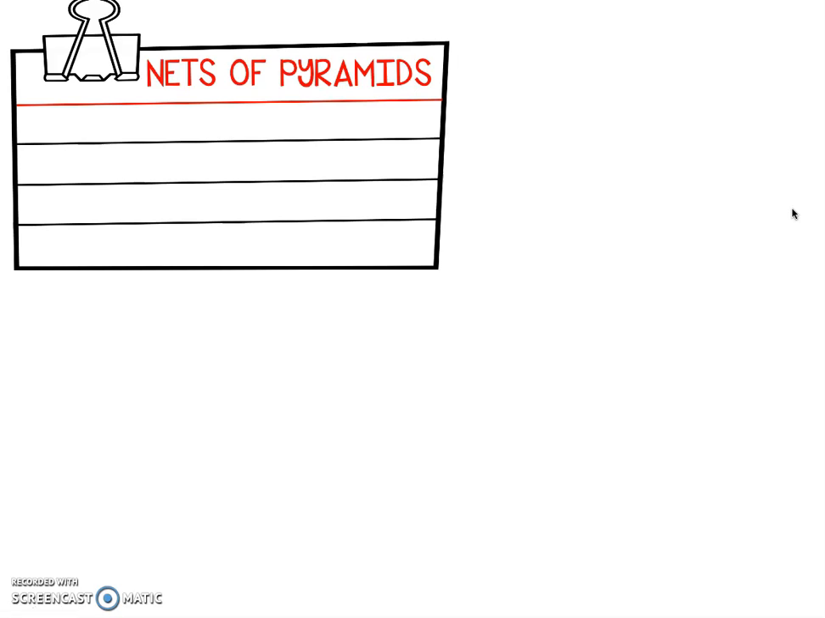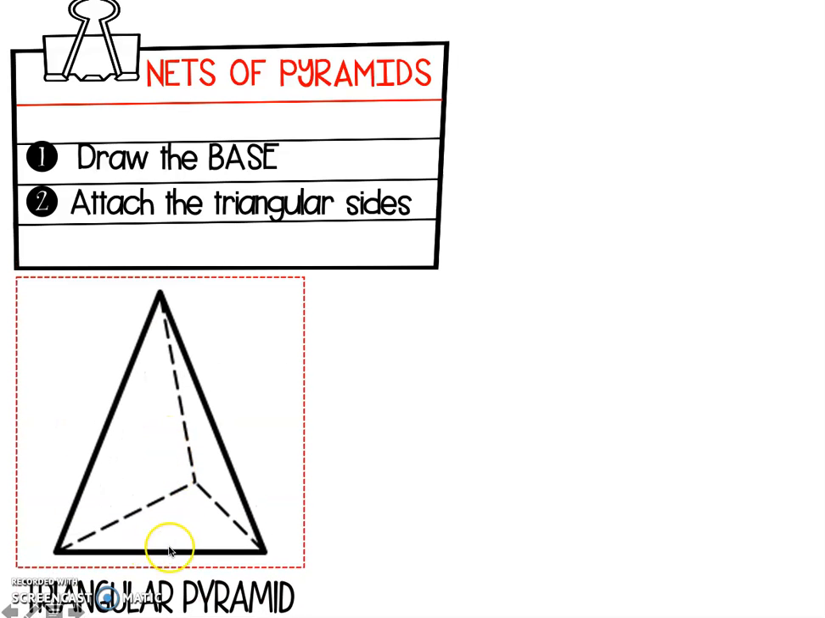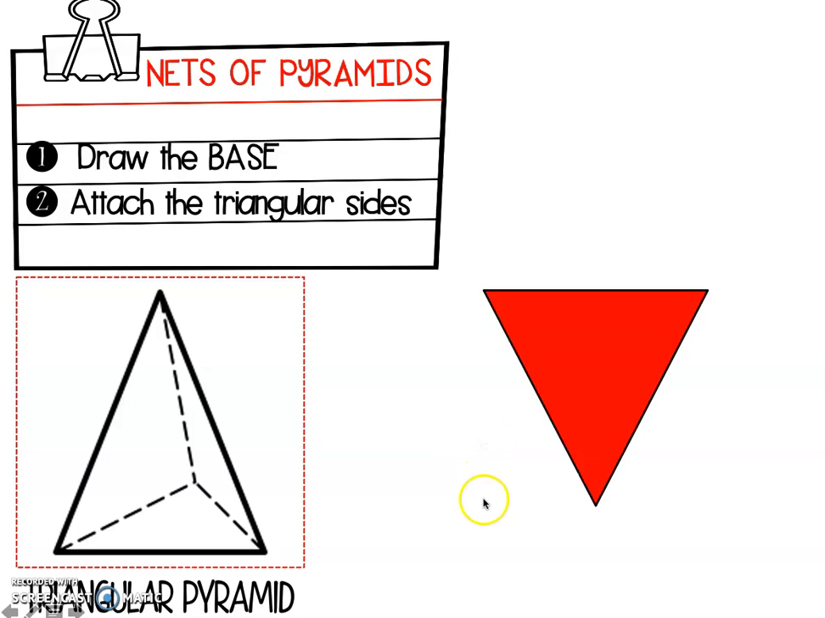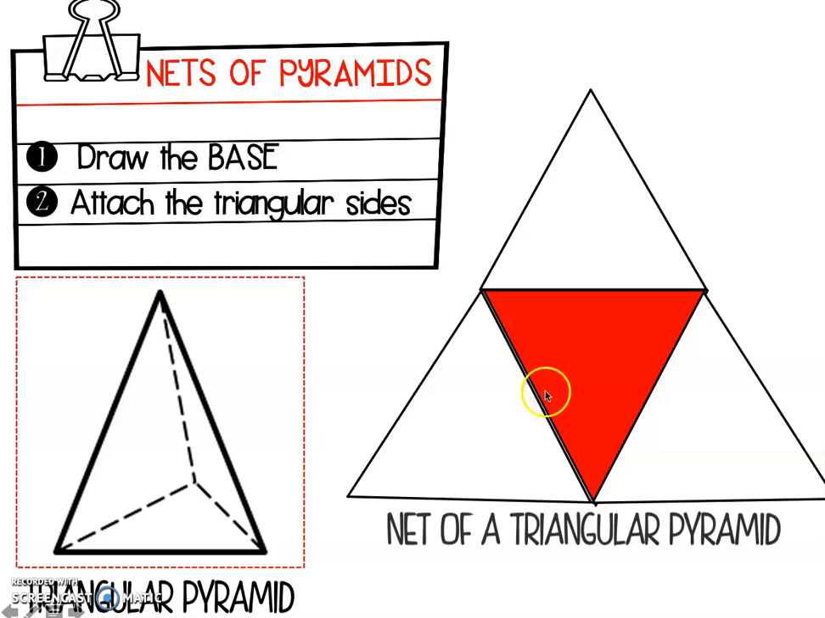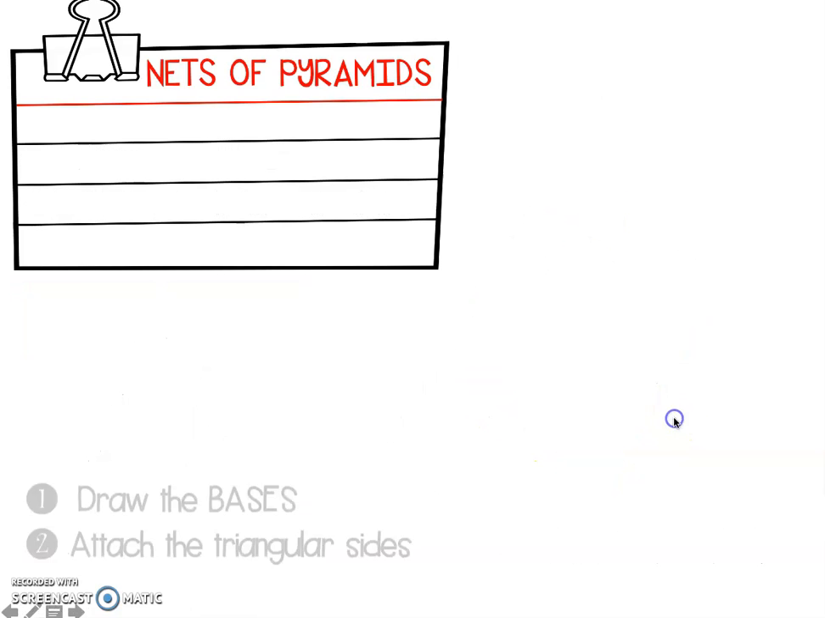Now, for the net of a pyramid, we're going to draw the base first, and then we're going to attach the triangular sides. So if we have a triangular pyramid, I'm going to draw the triangular base first, and then I'm going to attach my 3 triangular sides. So there are 1, 2, 3 triangular sides. Here's my net of my triangular pyramid. Draw the base first, attach the triangular sides.